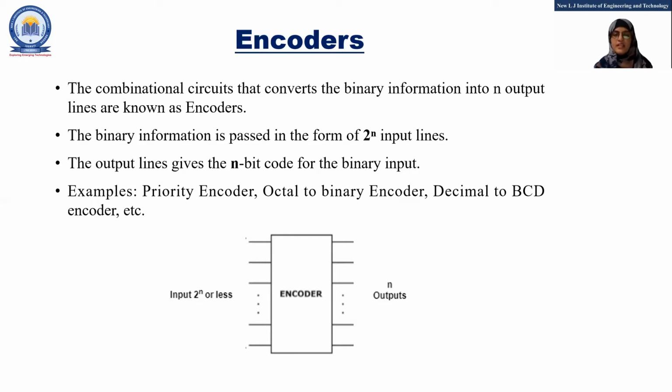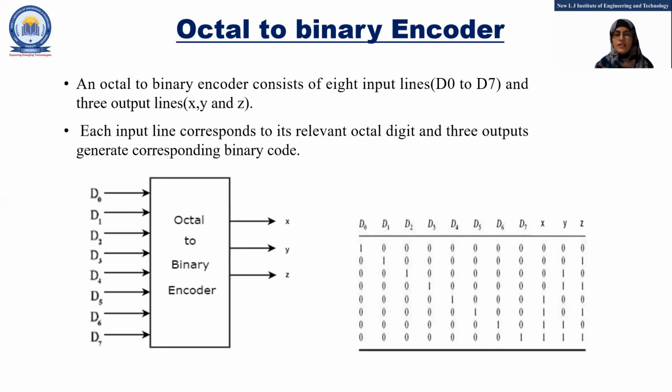So it basically takes 2 raised to n input lines and converts it into the n-bit code for that input. The very first encoder is the octal to binary encoder. It will accept the 8 input lines D0 to D7, which are the octal lines, and it will give 3 output lines X, Y, and Z. Here, each input line corresponds to its relevant octal digit and the 3 outputs will generate the corresponding binary code.